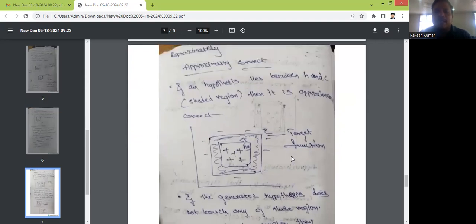How can we say that it is approximately correct? How do we identify whether it is approximately correct? If a hypothesis lies between H and C, in the shaded region, then it is known as a correct hypothesis. So here you can see that this is the target function. Now this is greater than epsilon, this is the hypothesis.